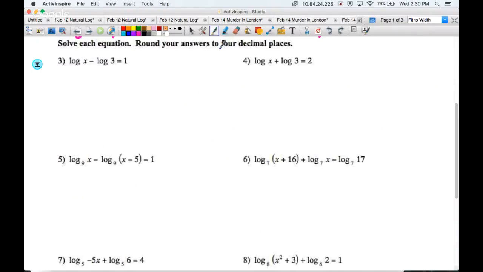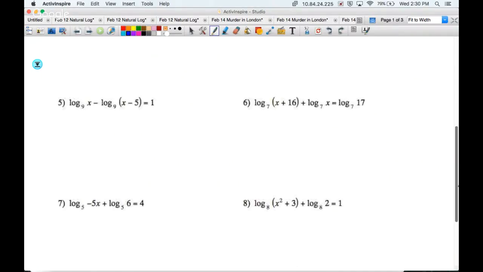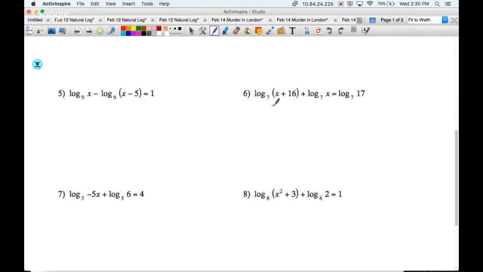A lot of these come out as whole numbers. Let's find a challenging one. I believe I did 5 in class, so let's do number 6. Number 6 uses an interesting property of logs. I see that these are both log base 7 on the left-hand side here. That means that I can combine them. Because we have addition between the two logs, that means I'm going to multiply their arguments.